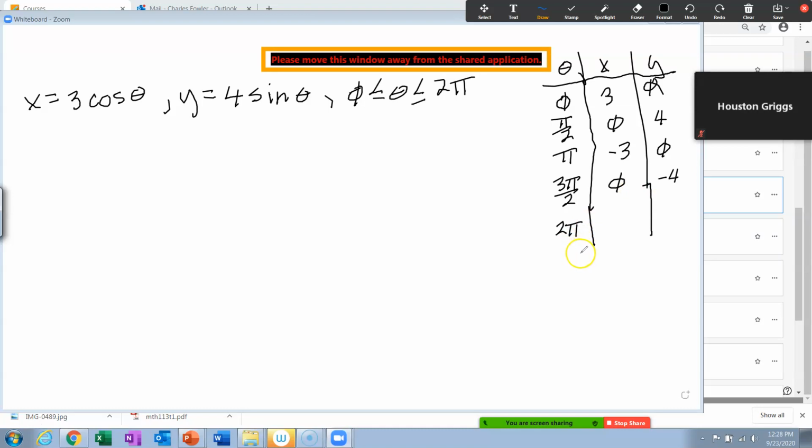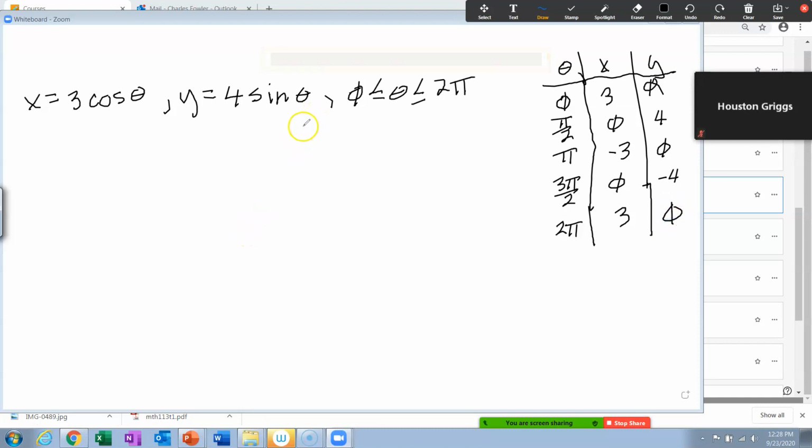Cosine of 2 pi is 1, and 3 times 1 is 3. Sine of 2 pi is 0, times 4 is 0. All right, let's get our axes going here.